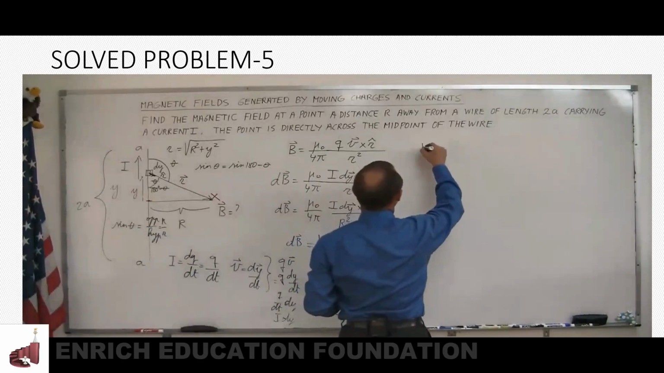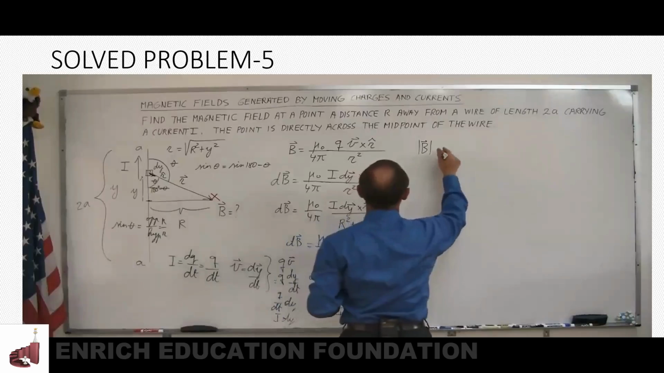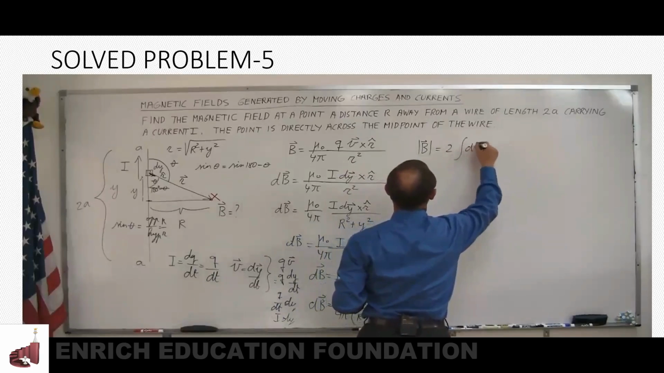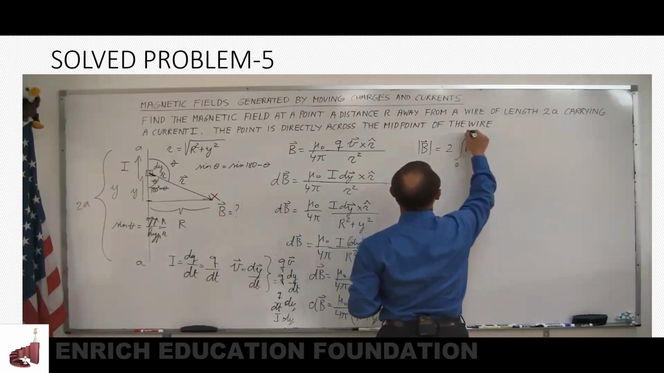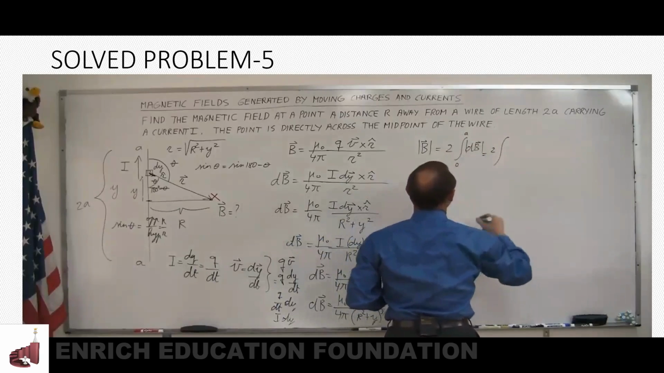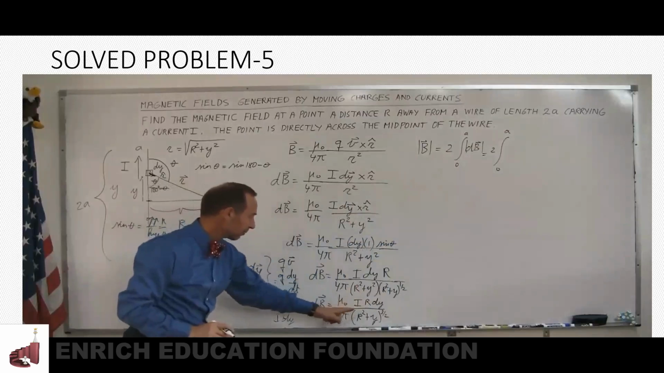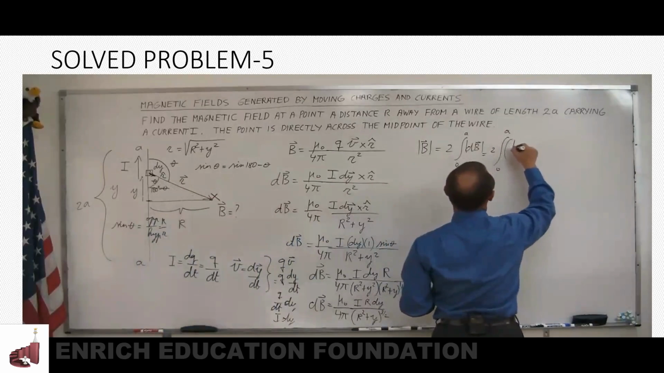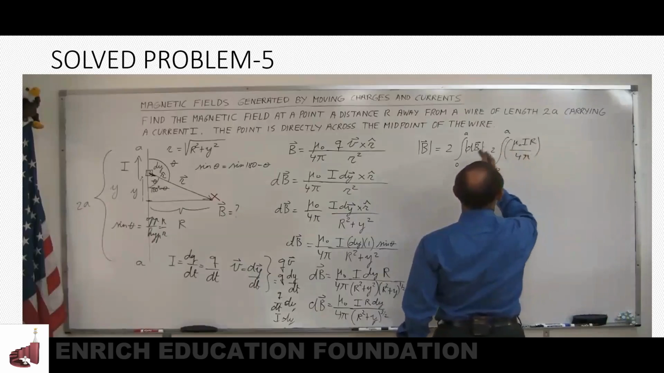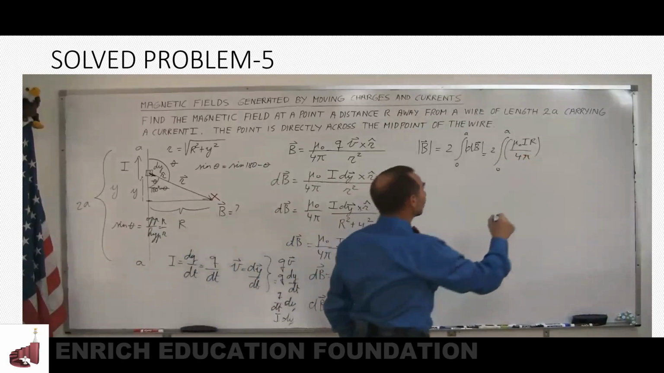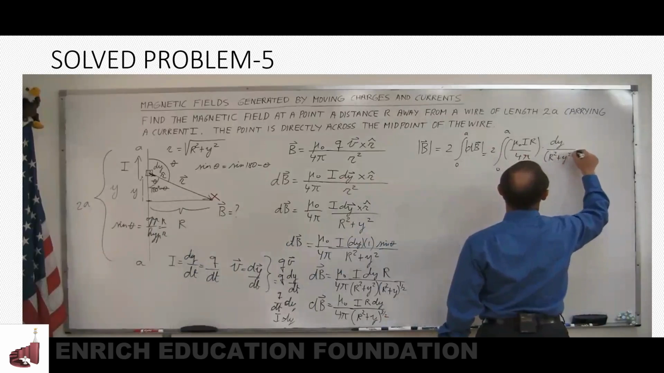So to find the total magnetic field B, and of course we're looking for the magnitude here because we already found the direction, the magnitude of B is equal to twice the integral of dB from 0 to a, which is equal to twice the integral from 0 to a of this quantity right here, mu sub naught I times r over 4 pi. Those are actually constants, so mu sub naught times I times r over 4 pi will go outside the integral sign, times the integral of dy over r squared plus y squared to the 3/2 power.